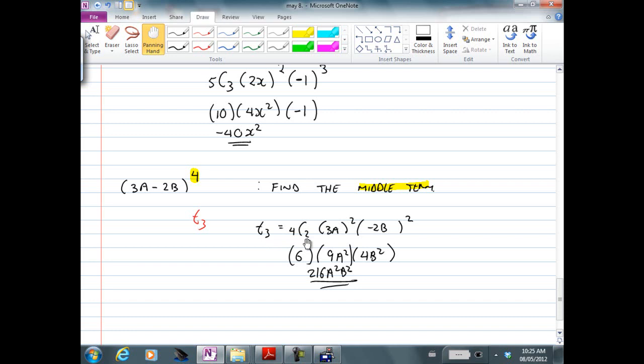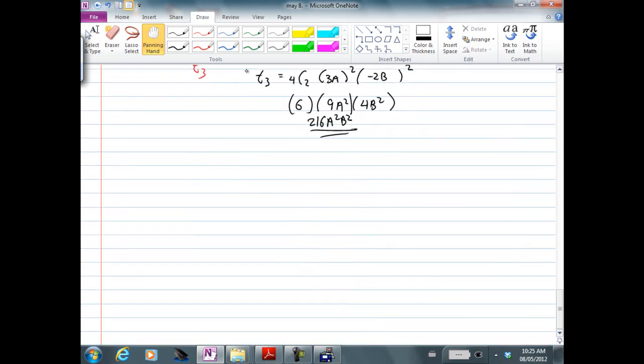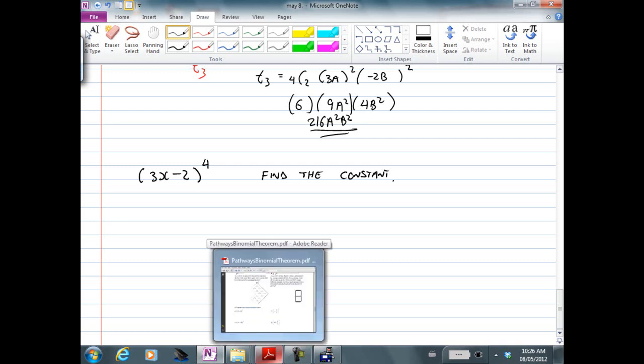What if I give you this one? I want to see who can solve this one. (3x minus 2) to the power of 4. Find the constant. Good luck. Find the constant.